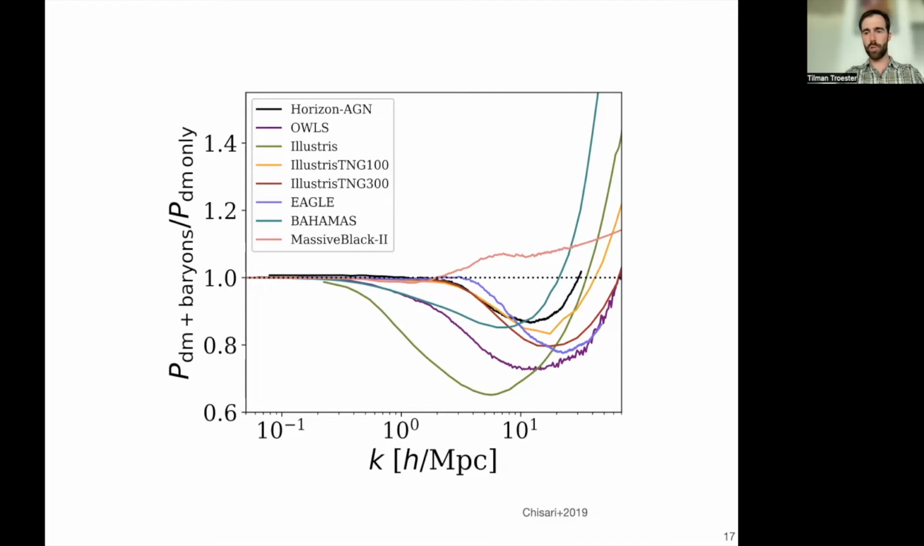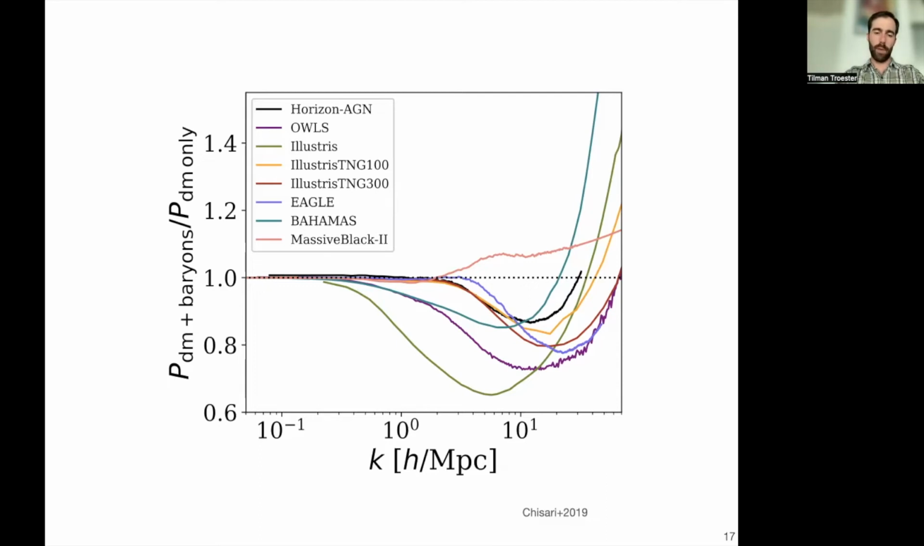And it's somewhat troubling because that's exactly the quantity that goes into computing the prediction for our gravitational lensing signal, which we then use to infer things like sigma 8 and omega m. So if we get this wrong, this might be one of the reasons why the cosmic shear results don't line up with what Planck predicts.